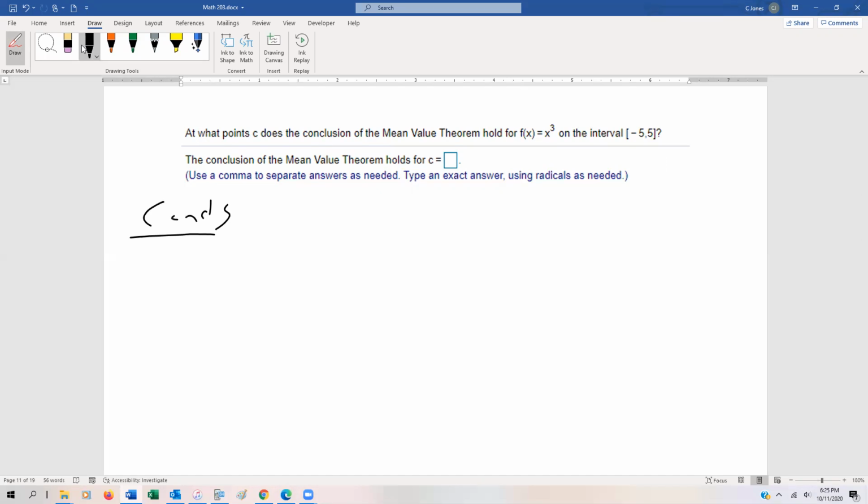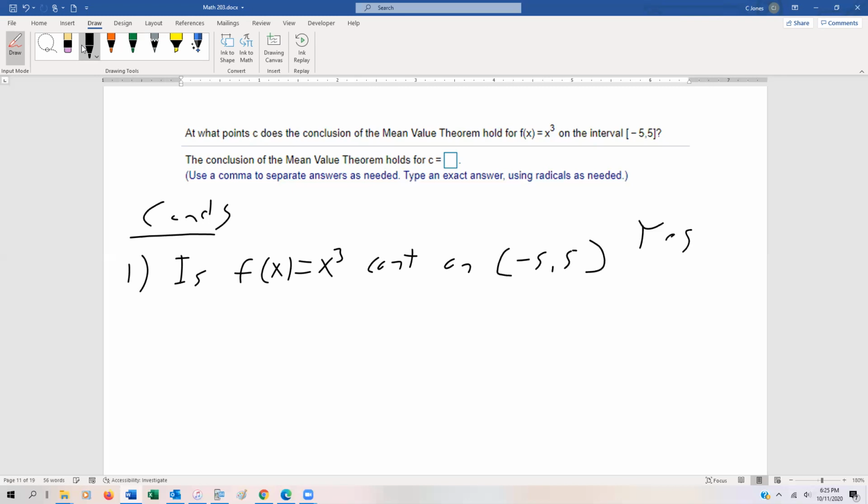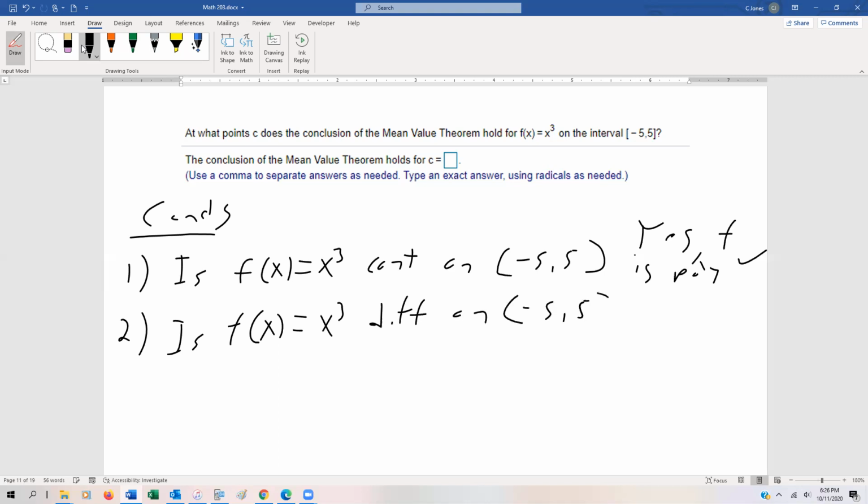Condition 1 is continuous. So is f of x equals x cubed continuous on -5 to 5? And yes, f is a polynomial. All right, so that's good. And right away, because it's a polynomial, we know it's easily differentiable. So the other question is, is f of x equals x cubed differentiable on -5 to 5? And the same answer, yes, f is a polynomial.